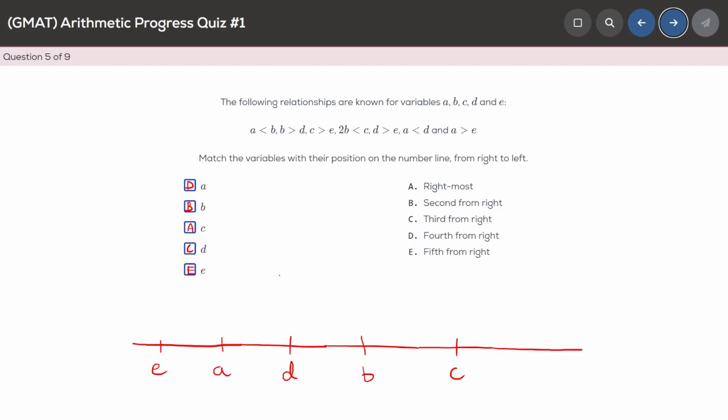So whenever you're dealing with a number line problem, it's smart to draw the line out and work in a very methodical manner.